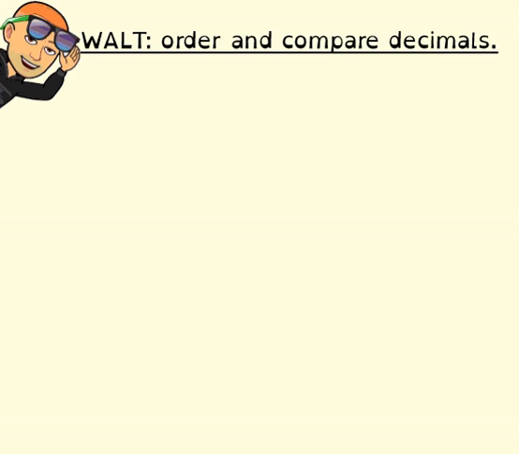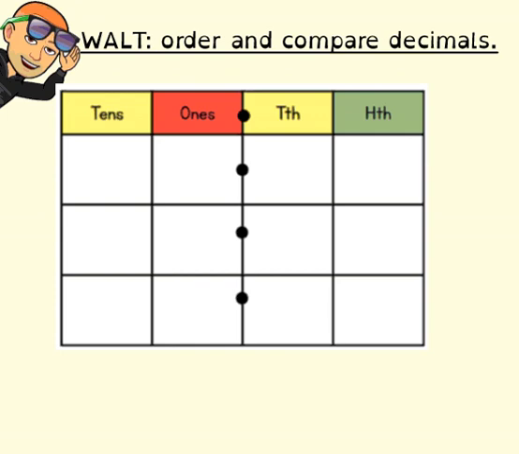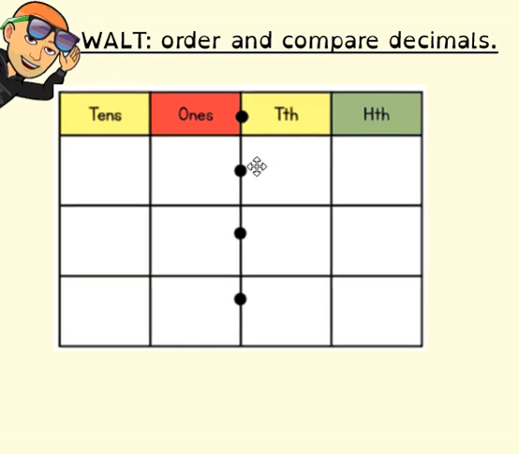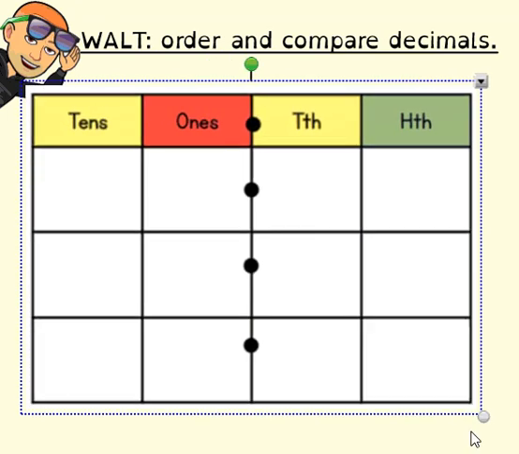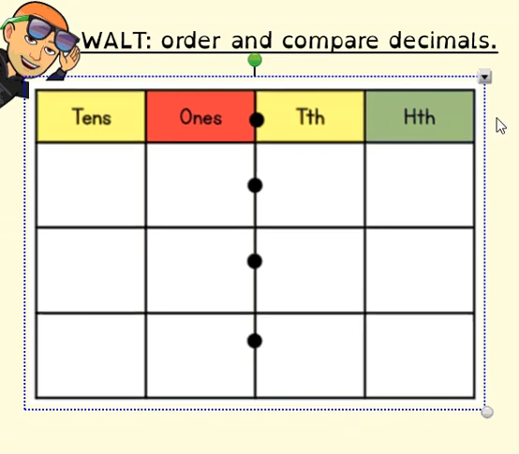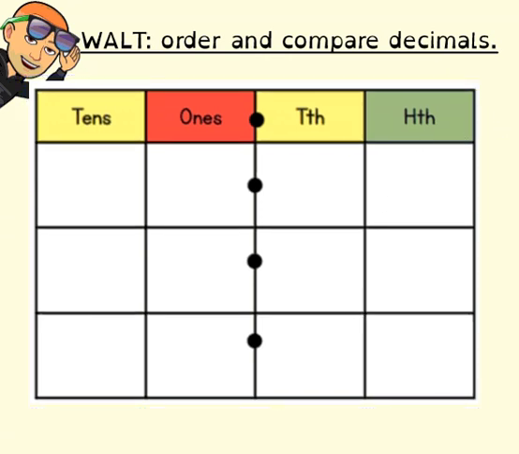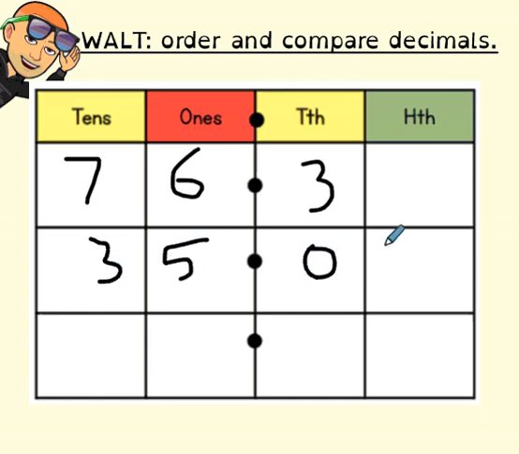Let's have a look at another place value grid. This time I'm just going to use digits. I'm not going to put the counts in like I did a few moments ago. So I'm going to have a go at writing some numbers in. I'm going to have 76.3. I'm going to have 35.03. And I'm going to have 76.41.